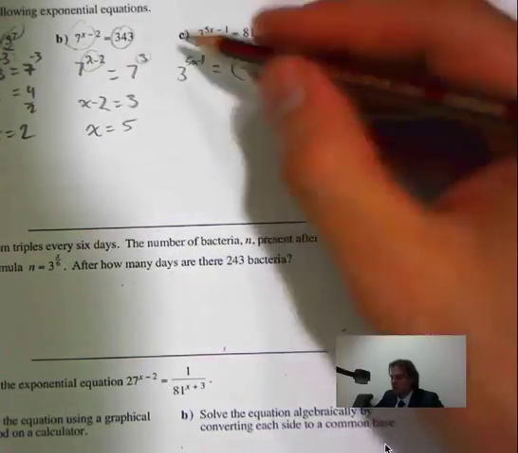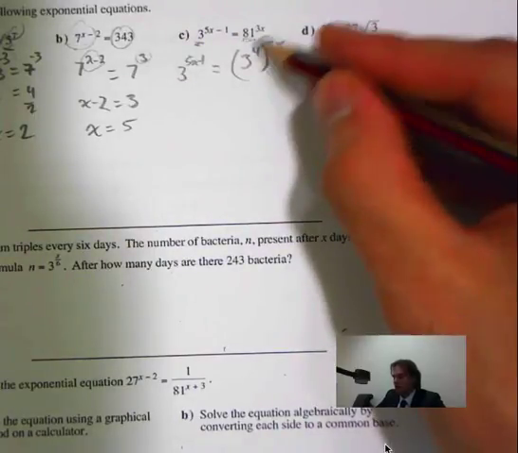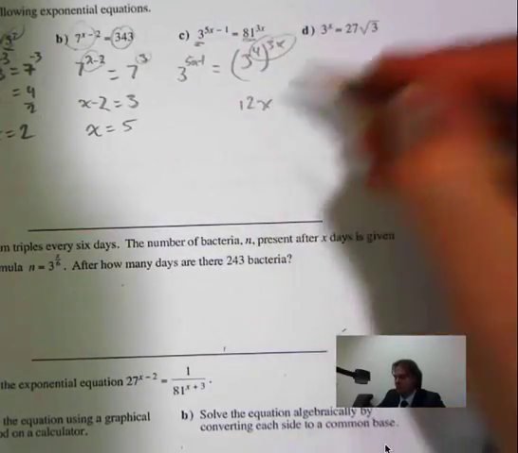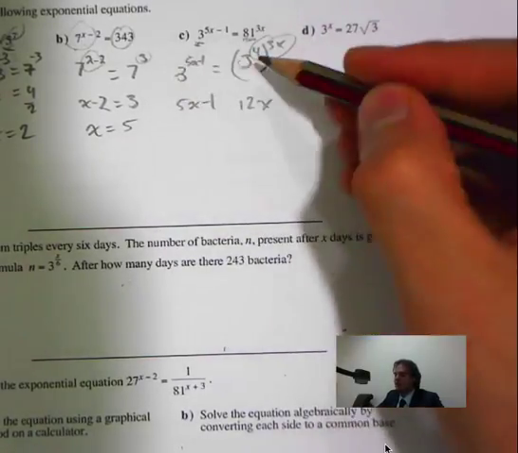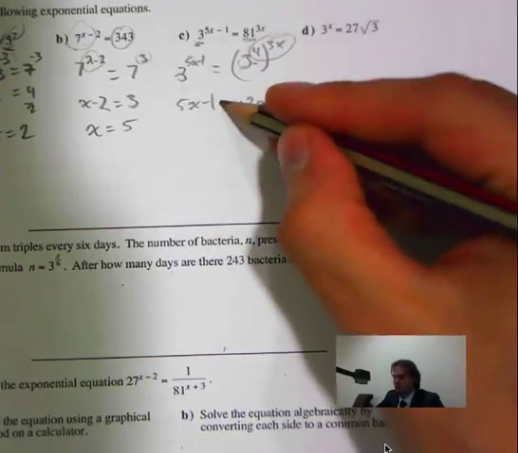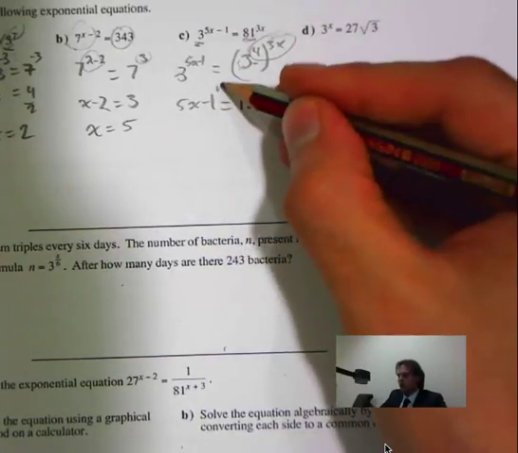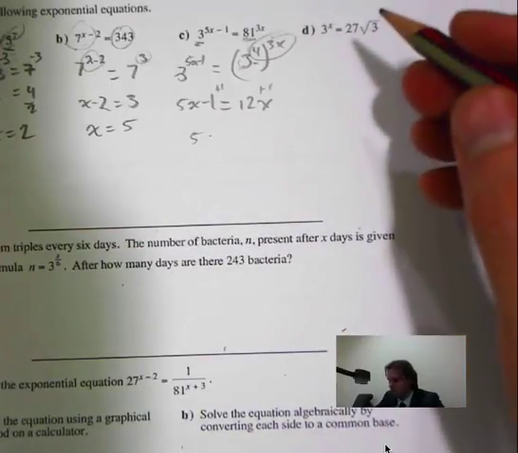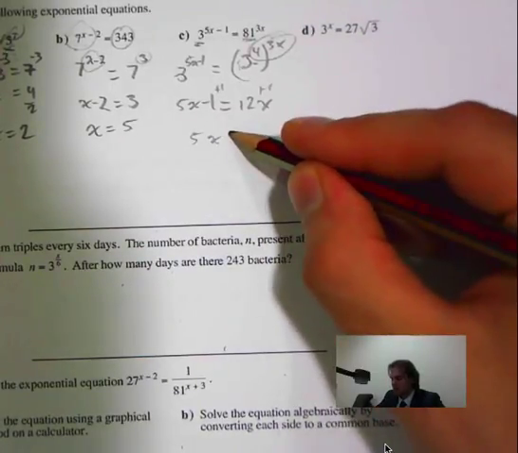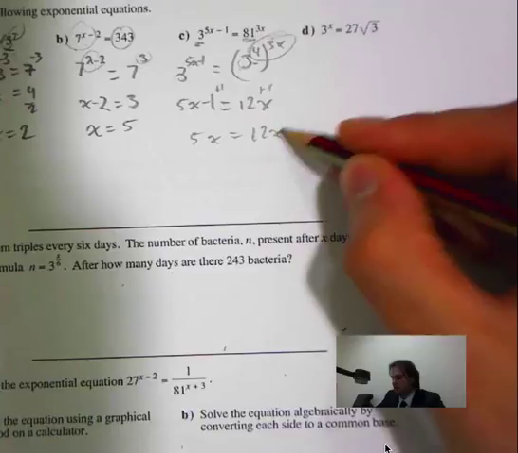Okay? So I look at this. Well, that's the same as 12x. And this is 5x minus 1. Because now when I'm on the same base, I could just look at my exponents. And we solve. I'm going to add 1, add 1. I'm going to get 5x is equal to 12x plus 1.